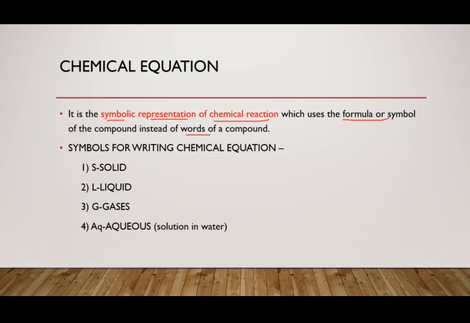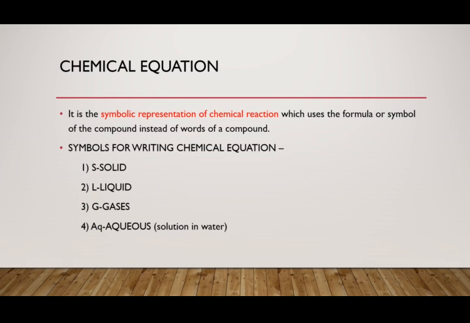Now, when writing a chemical equation, sometimes it is also asked to write the physical states. So there are 4 physical states for which we can write symbols. The first symbol is of solid, which is denoted by the letter S. The second is liquid, which is denoted by L. Gas is denoted by G, and the fourth one is aqueous, which is denoted by AQ. Aqueous is nothing but a solution in water.